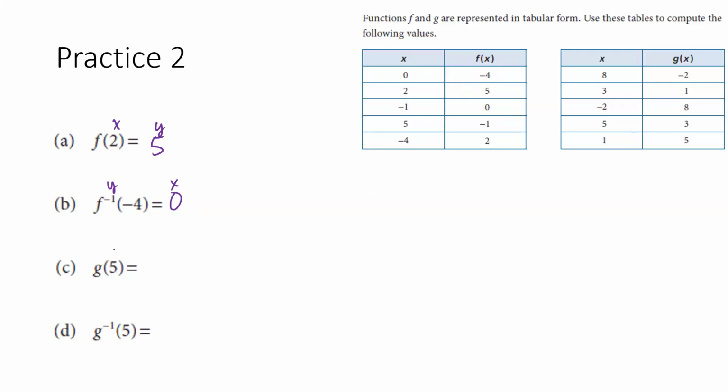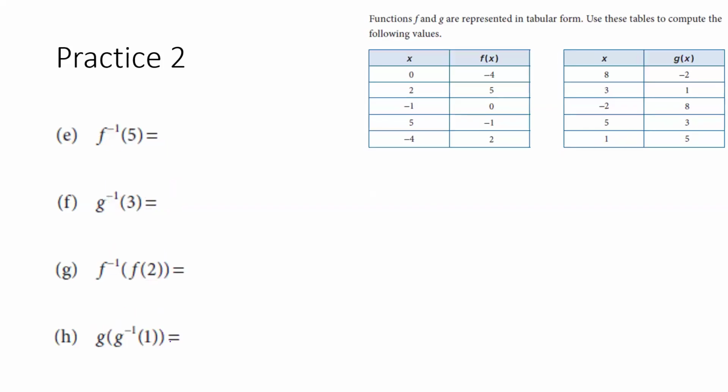This is g of 5. So I'm going to table g on the x, and I need to find the y. Go to table g. I'm going to go to the x, go to 5, find the y, get 3. This is g inverse. So that means I'm going to go to g, but go to y first to find my x. Go to g, go to y, which is 5, find my x, which is 1. All right. So we're going to pause, and I'm going to let you guys go through these series of practice problems, and let's see how you do.